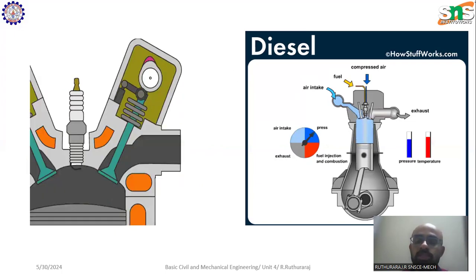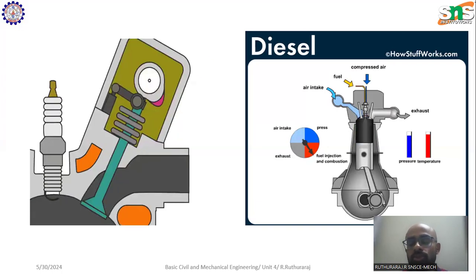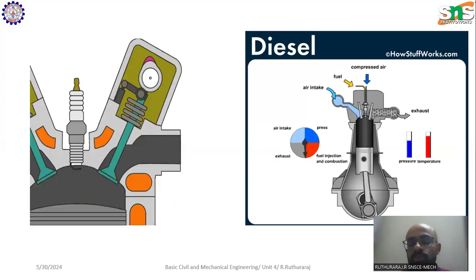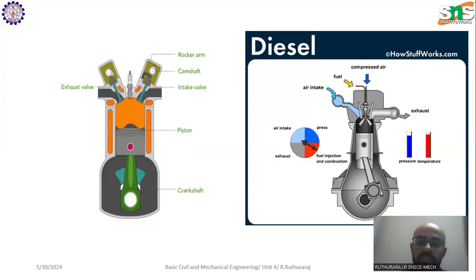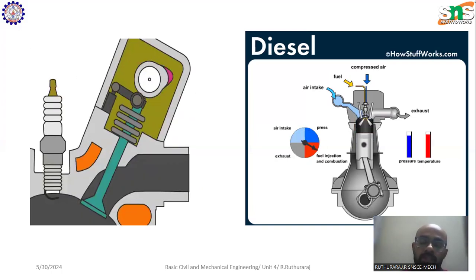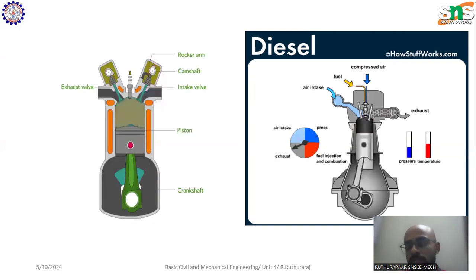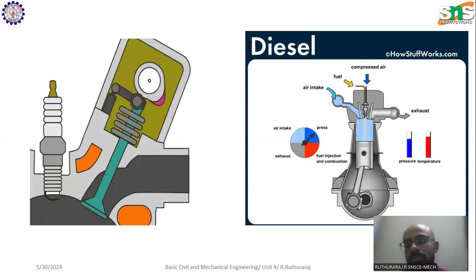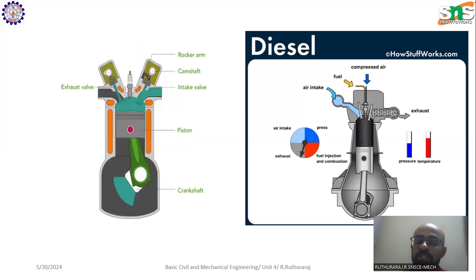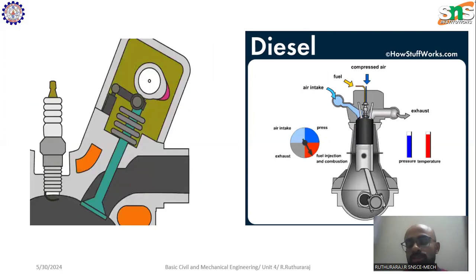As you see in the image, once the compression takes place, pressure and temperature increase. When the pressure and temperature increase, the diesel is sprayed using the fuel injector. The purpose of the fuel injector is to spray the diesel in the form of droplets. When droplets of diesel are sprayed inside the hot air, it will ignite automatically because diesel is self-igniting. Similarly, a huge amount of energy is released, and that energy is used to drive the piston, which in turn drives the automobile.